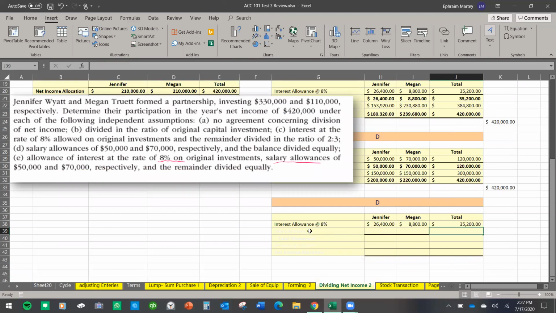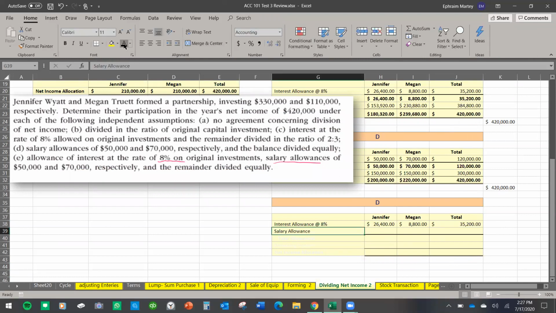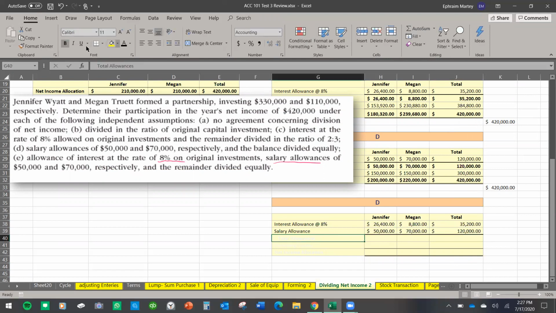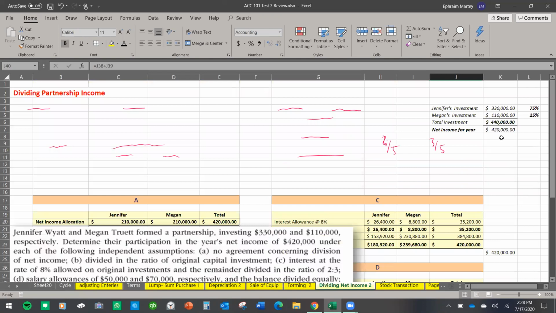And the next one says salary. We are going to give them salary of 50,000, and then Megan will have 70,000. Okay, so we're going to add those two together. That's it. Okay, so their total allowance, we are going to add those two together to find their total allowance. Megan had 8% of that, and then 50,000. That's her total allowance. Okay, so we have distributed total of 155,200 out of 420,000 net income.